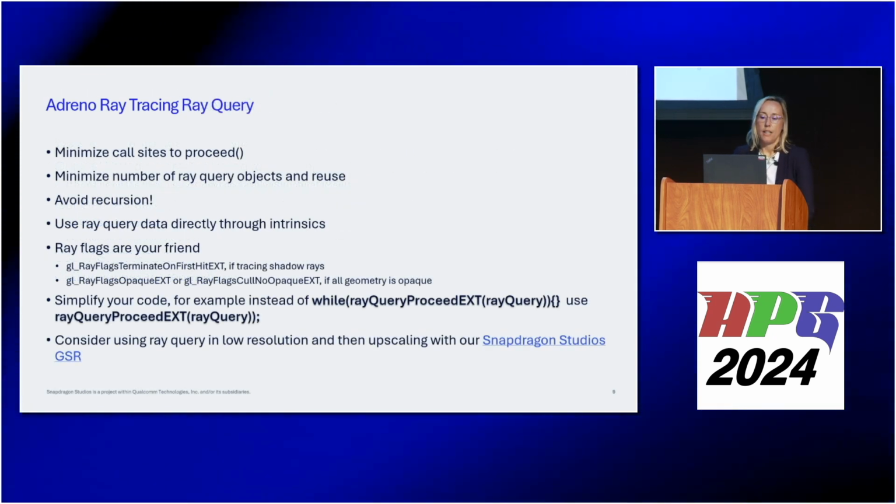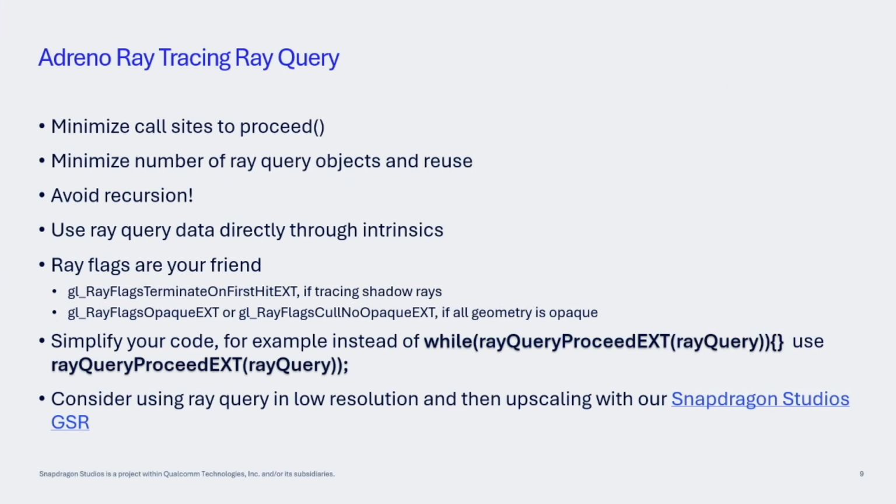When you're writing your shader programs, be it compute, vertex or fragment shaders, some things to keep in mind. Please minimize your call sites to proceed. Having one or two, or a few proceed calls in your programs is okay. Having a lot of them is probably going to be detrimental to your performance because it leads to code bloat, prevents our compiler from doing certain optimizations, and ends up using a lot of registers.